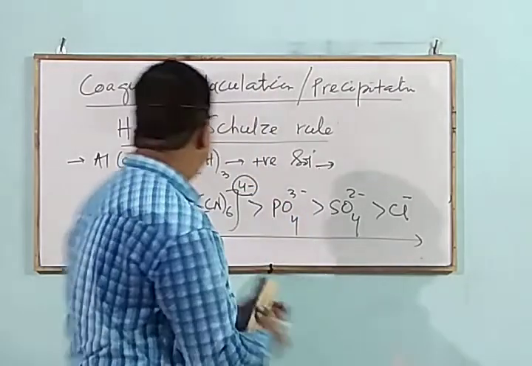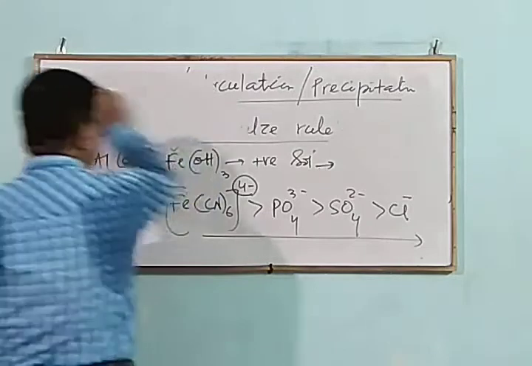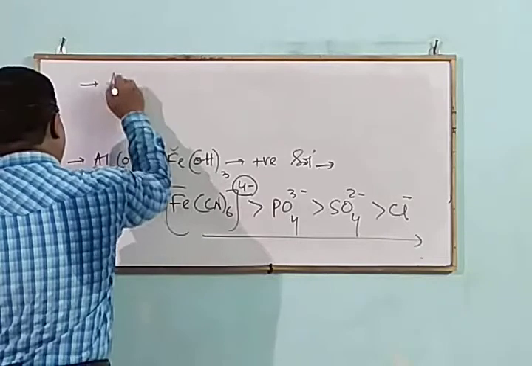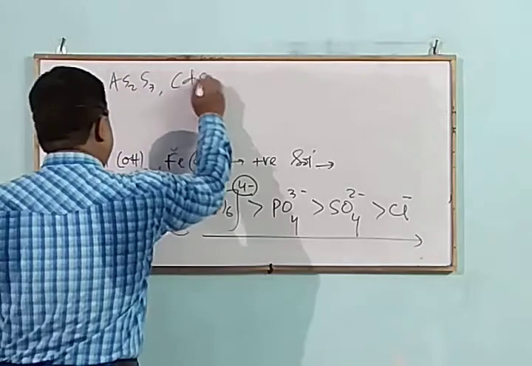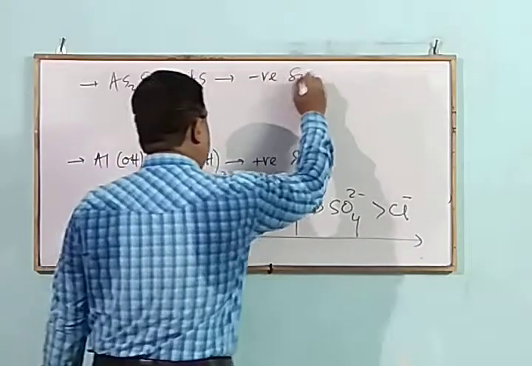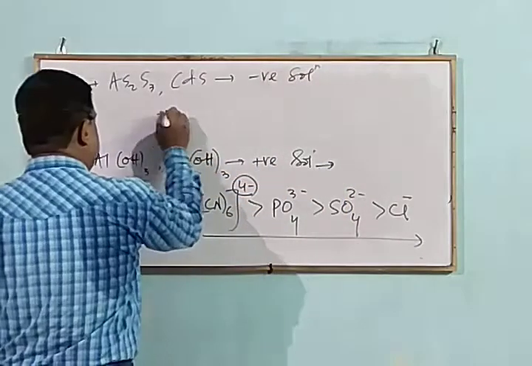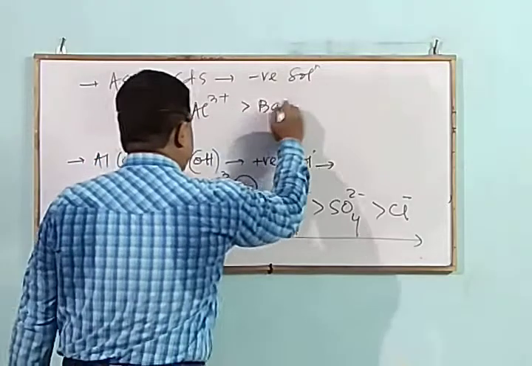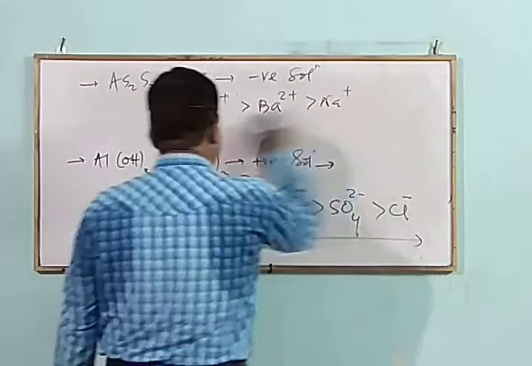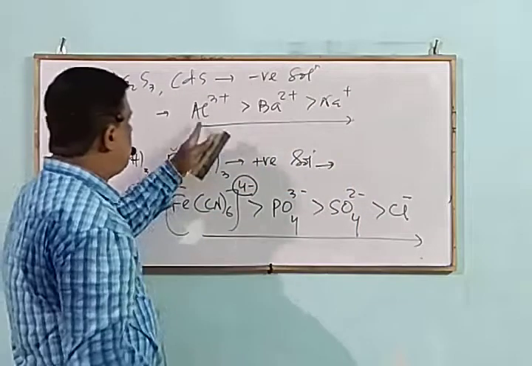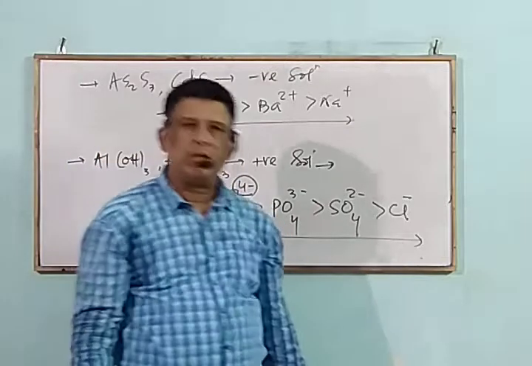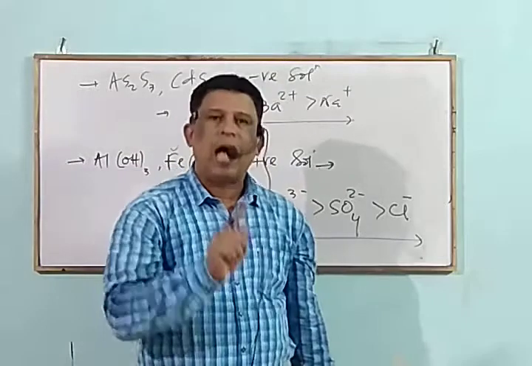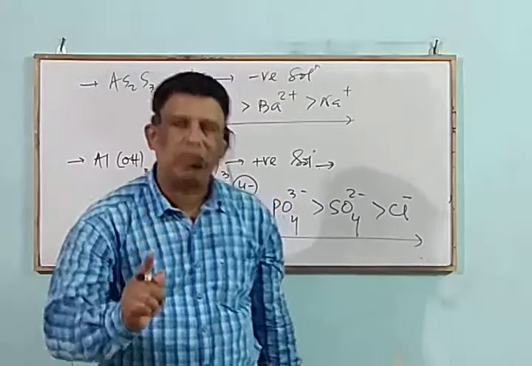Similarly, for a negative salt, if you select a metal sulfide, generally As2S3, CdS, this is known as a negative salt. If it is a negative salt, we add a positive charge electrolyte, that is Al3 plus, Ba2 plus, Na plus, that is the decreasing order. I repeat again, this rule states that the higher the valency of the coagulating ion added, the higher the tendency to cause coagulation.